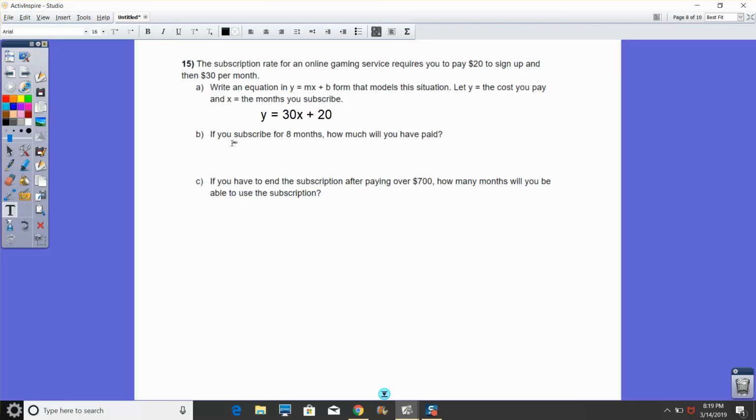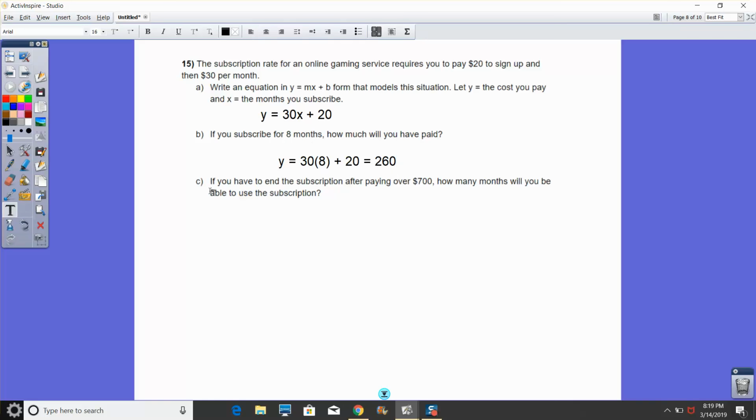Now, question B, if you subscribe for 8 months, how much will you have paid? Well, in this case, x is the months you subscribe. So here we're giving you an x, and you're going to determine the cost, how much you've paid. So this is a simple substitution. You're just going to take 30 and multiply that by 8 and then add 20. If you do 30 times 8, that's 240 plus 20, that equals 260. So you'll have paid $260 for 8 months of a subscription.